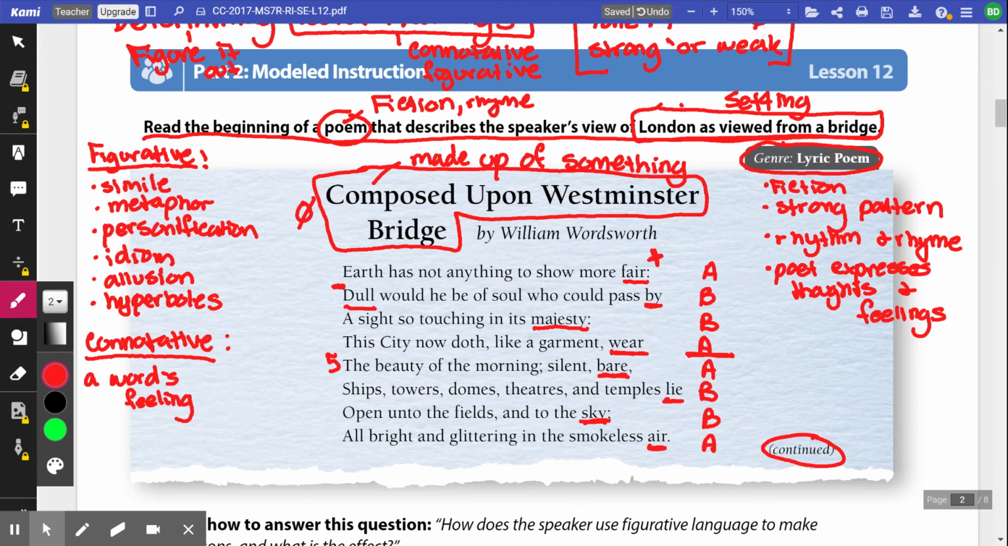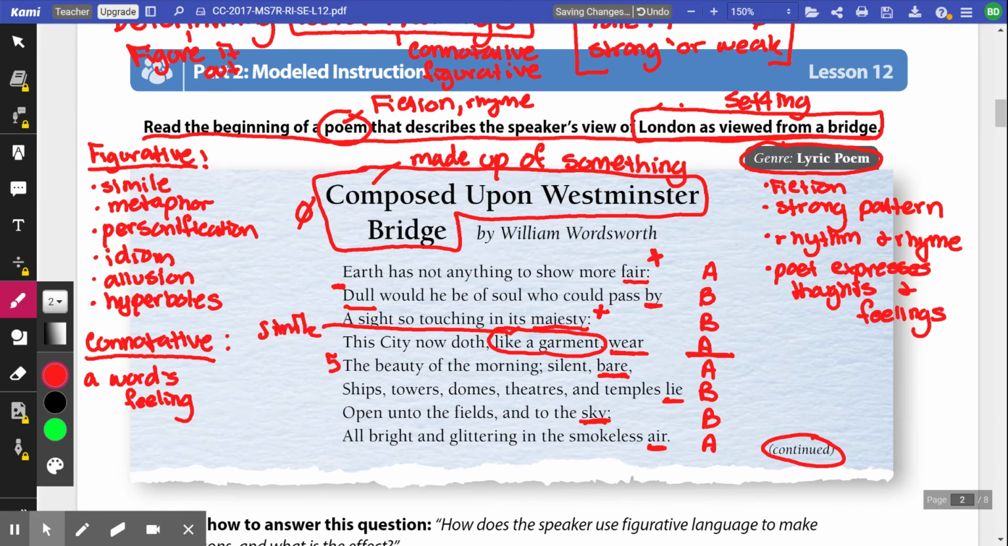A sight so touching in its majesty. Majesty is definitely more positive. Whenever you call someone your majesty, it's usually associated with someone royal, someone you respect. So that has a positive tone. The city now doth like a garment wear. This one doesn't have a lot of words jumping out to me, but if you notice here, we have some figurative language, like a garment. This is a simile because it is comparing using like or as. We'll get back to this a little later, but I wanted to point it out to you.